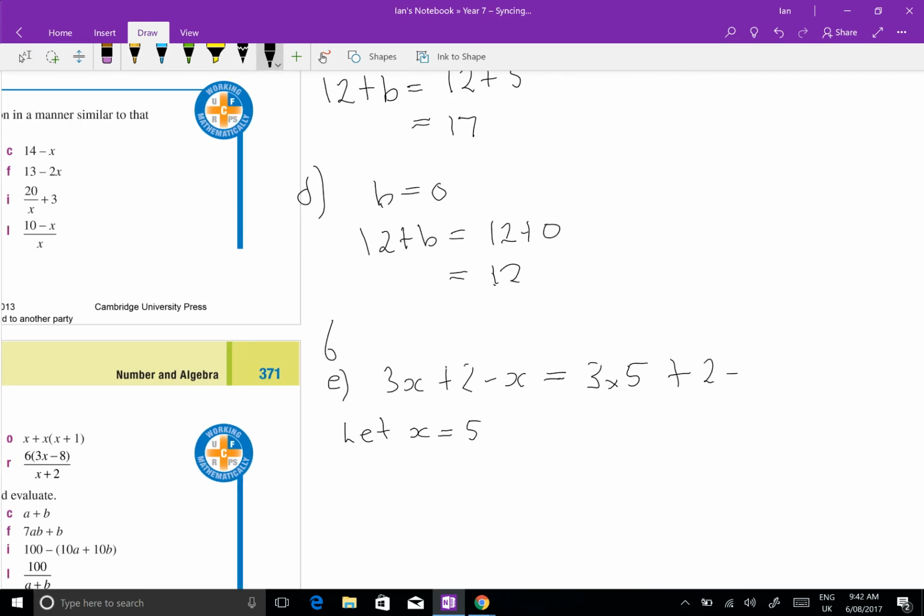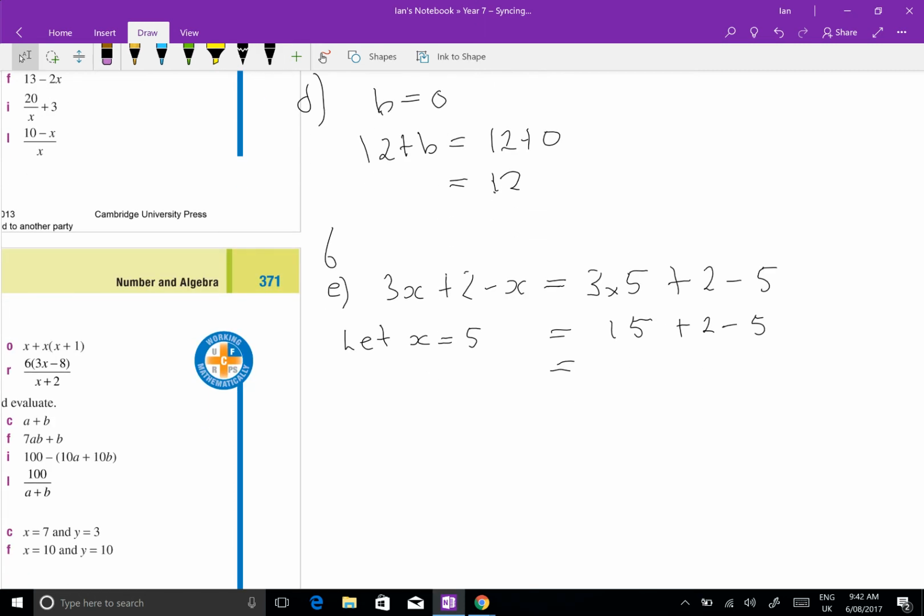Plus 2 minus 5. And that'll be 15 plus 2 minus 5. We know our order of operations, and you'd do this on your calculator if you had one. 15 plus 2 is 17 minus 5. That will give us 12.